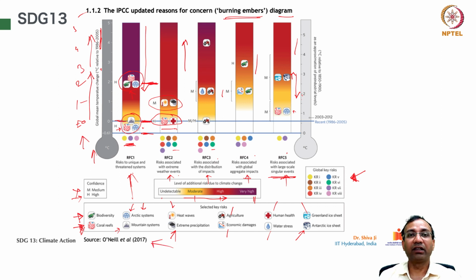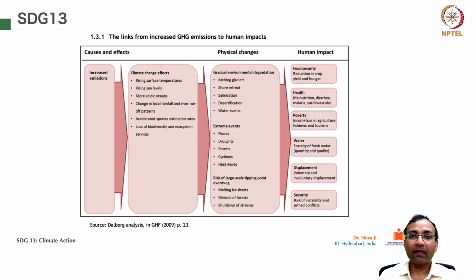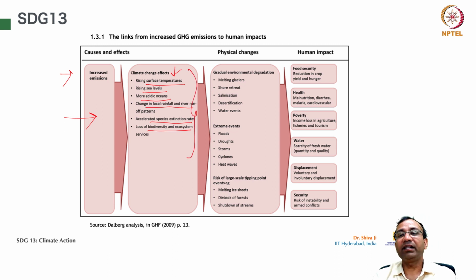This is an interesting diagram. Then we have links from increased GHG emissions to human impacts, causes and effects. So increased emissions, the major driver, give lots of different effects: rising surface temperatures, rising sea levels, more acidic oceans, change in local rainfall and river runoff patterns, accelerated species extinction, loss of biodiversity and ecosystem services. And these are collectively leading to many environmental degradations: melting of glaciers, shore retreats, salinization, desertification, water events, then extreme events: floods, droughts, storms, cyclones, heat waves, etc.